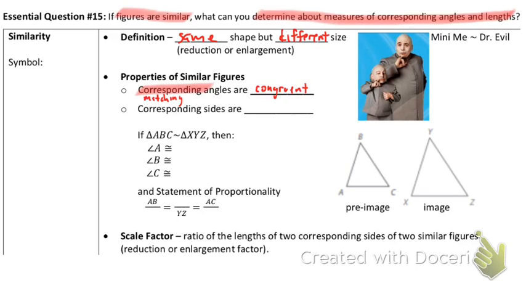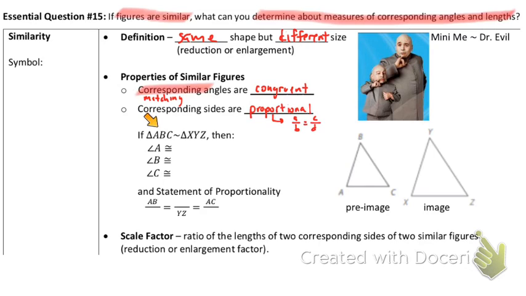On the same token, another property of similar figures is corresponding sides are going to be what are called proportional. And if you recall, proportional is when you have two ratios equal to each other, like we did in the last set of notes. Okay, so how do we go about this? We have an example here of what it looks like when two, in this case, triangles are similar.